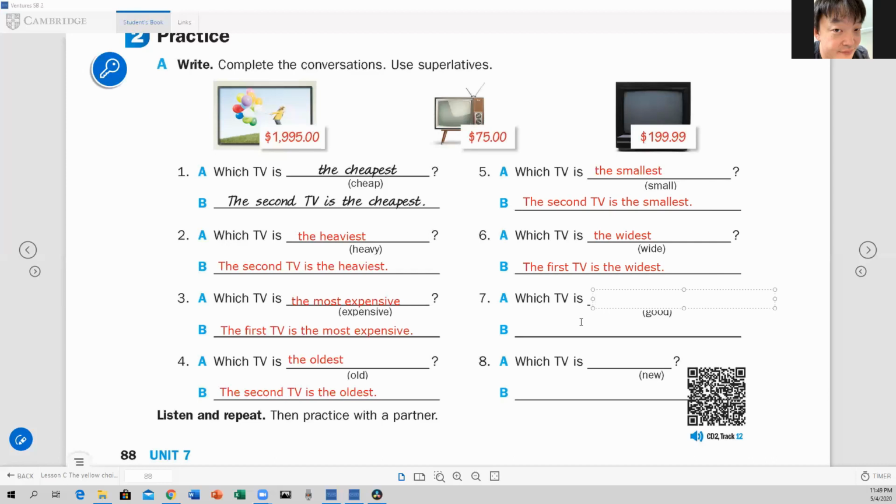Now, remember, you have irregular adjectives in the comparative and you have irregular superlatives. Okay. So for good, the comparative is better. The superlative for good is, which TV is the best. Very good. Which TV is the best? The first TV is the best. Okay. And new, which TV is the newest? Answer is the first TV is the newest.